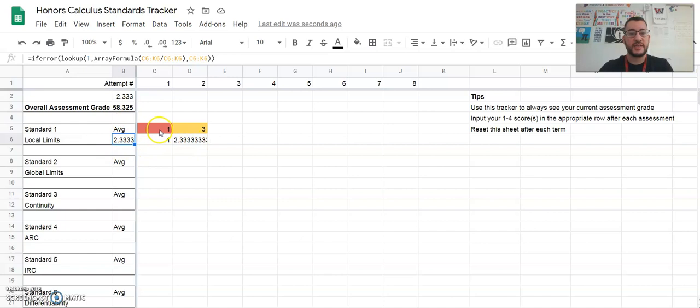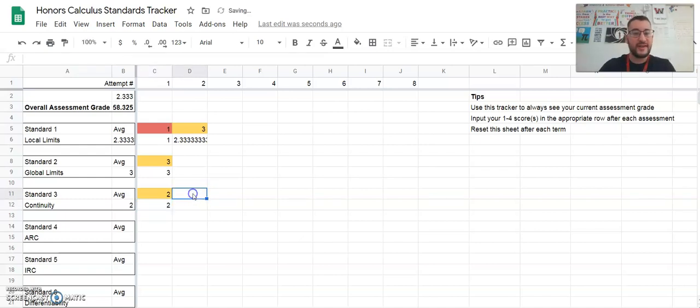In a traditional grading system where everything is equally weighted, the 1 and the 3 would be the same and you would end up with a 2. So on that same quiz where you improve on local limits, you're assessed for the first time on global limits. And let's say that global limits go pretty well, but maybe you make some mistake and you end up with a 3. And continuity is a little rough because maybe you didn't watch that asynchronous lesson when you were supposed to, and you saved it to the last minute, and you got a 2.